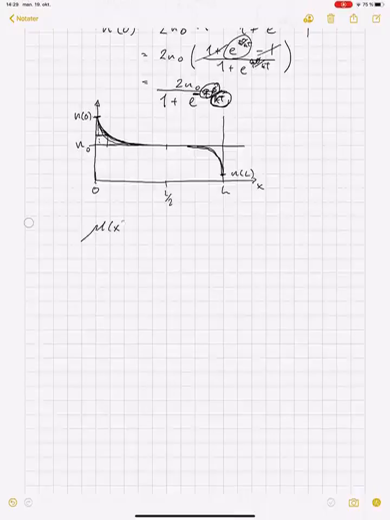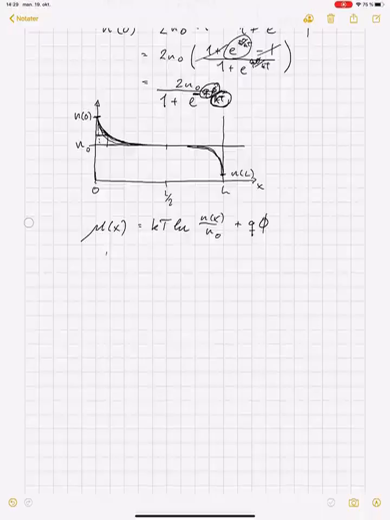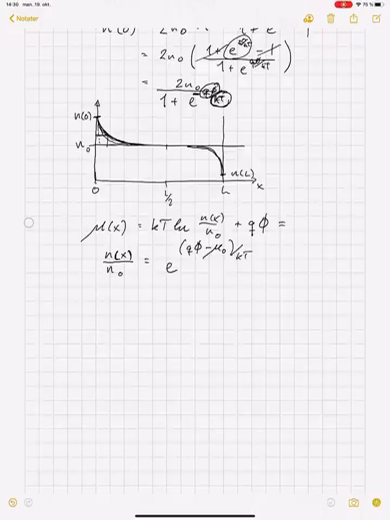So finally we can write the chemical potential as a function of x as kT, the logarithm of n of x over n0 plus q phi, which gives us, turning this around, the whole ion distribution, which is n of x over n0 equals e to the q phi minus mu 0 over kT. And this is mu 0.